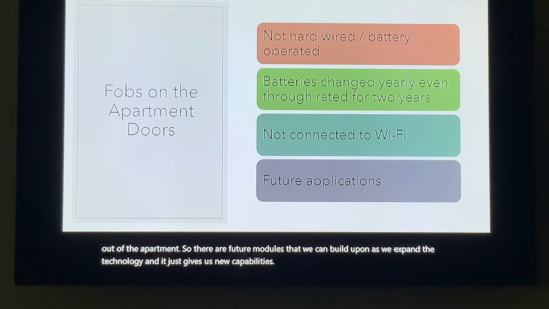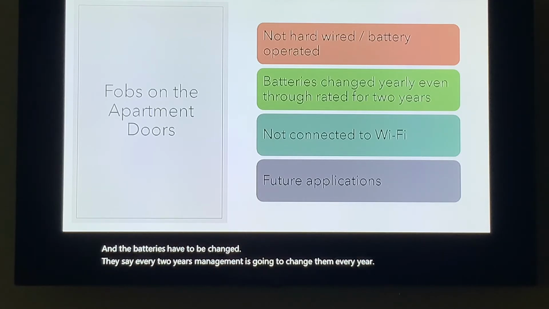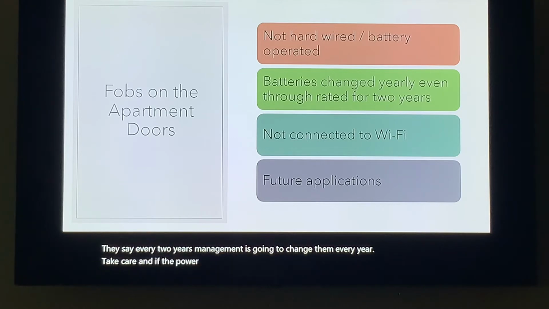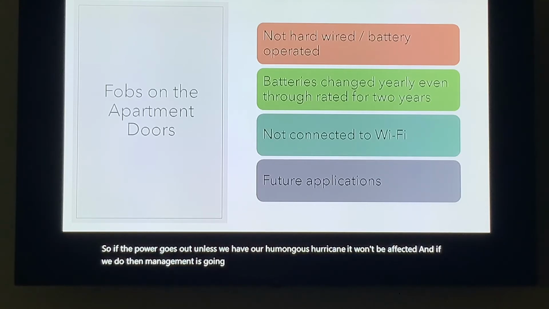Okay, go ahead. The fobs are not hardwired. They're not on the Wi-Fi system. The door sensor itself has batteries in it, and the batteries have to be changed. They say every 2 years, but management's going to change them every year, so that'll take care of it. If the power goes out, you've got about a 14-day life on that battery. So if the power goes out, unless we have a humongous hurricane, it won't be a problem. And if we do, then management's going to have to go in and change the batteries.